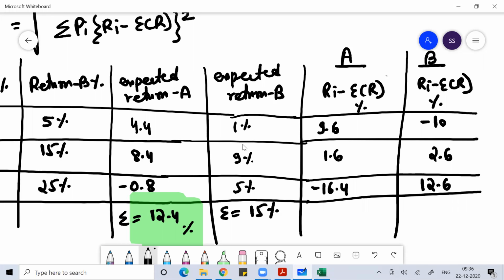Anyone, any doubt? Anywhere, any calculation mistake, anything you want to highlight?